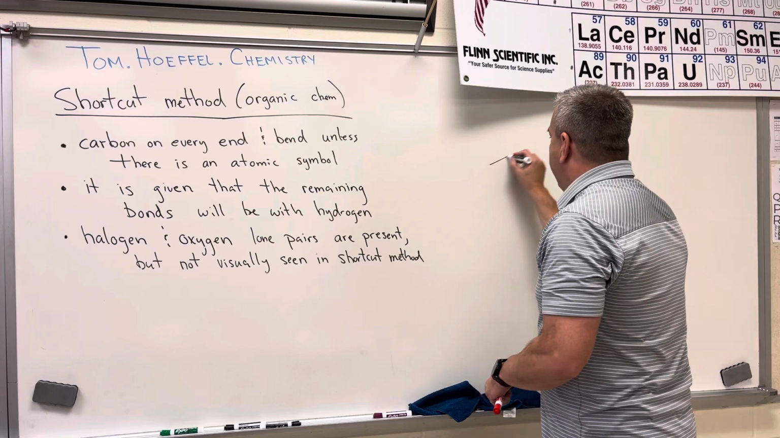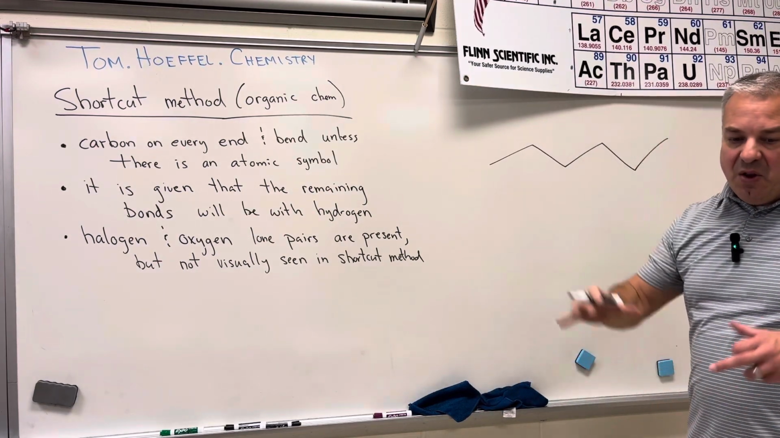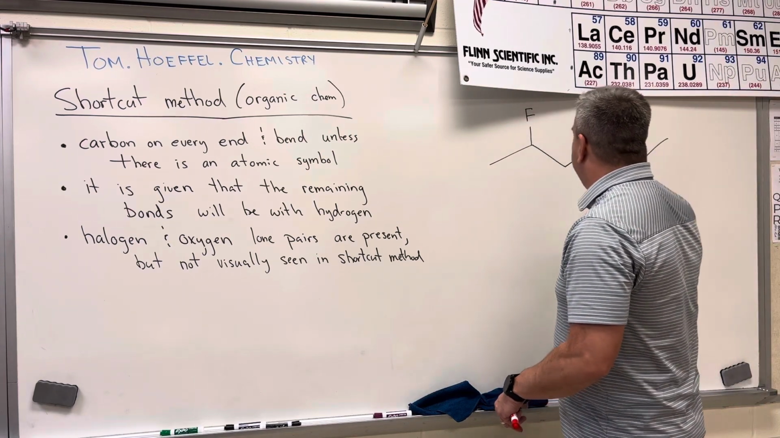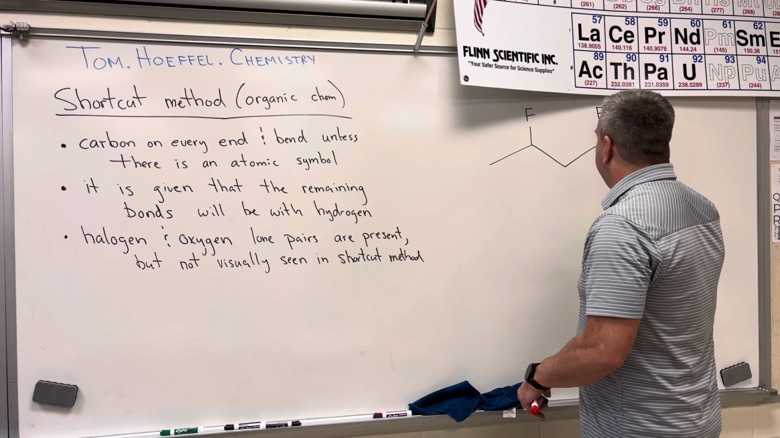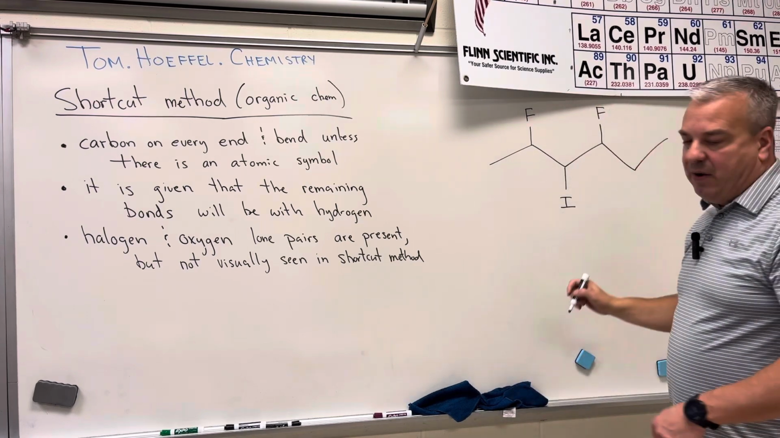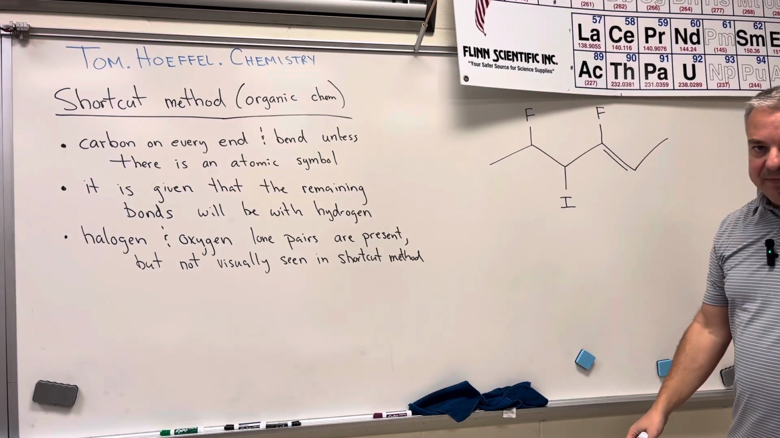So let's say we had this structure here, okay? We're going to add some side chains to it. Let's add a couple fluorines, like maybe here and here, maybe an iodine here, and then let's go ahead and give it a double bond as well, okay?